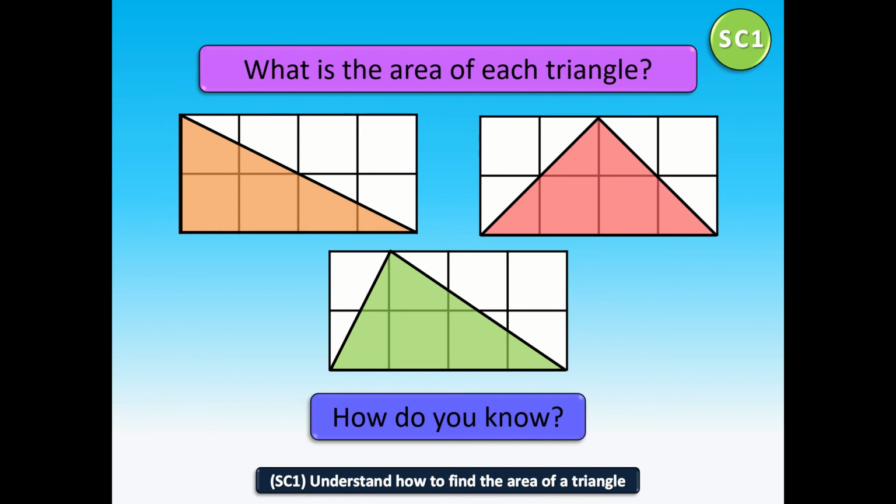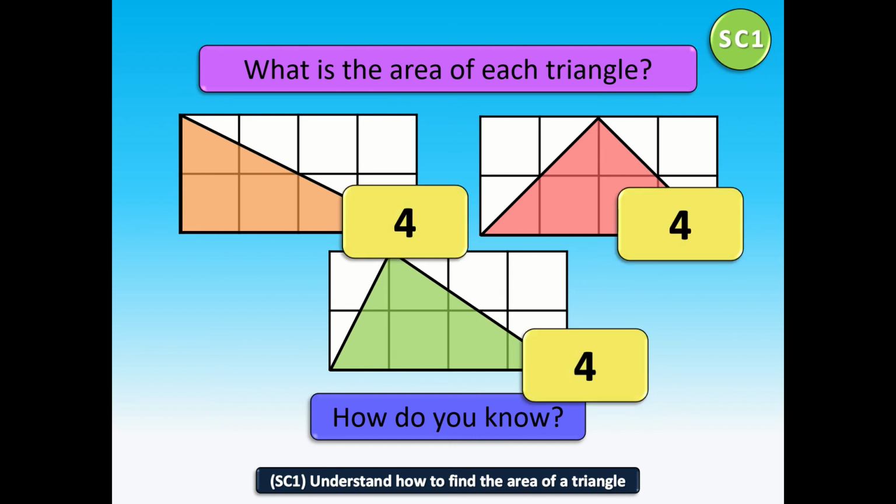So have a go yourself at trying to think about what the area of these triangles would be. Pause the video, and when you're ready to mark your work, press play. So the area of each of these triangles would each be 4, because the area of the rectangle around them would be 8.